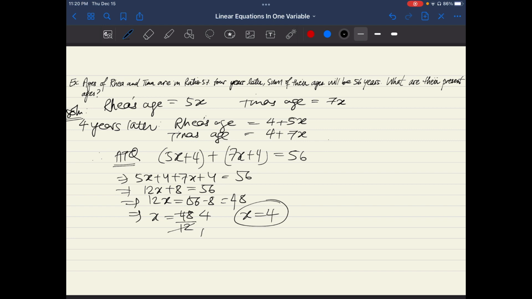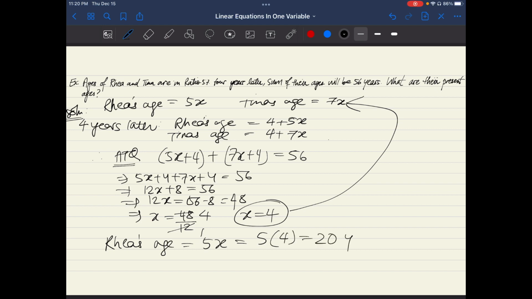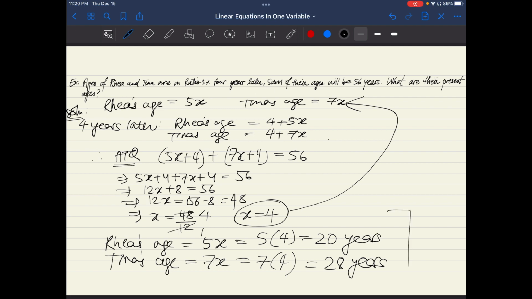And now we'll plug the value of x into their ages that we assumed. So Rhea's present age will be 5x, which will be 5 times 4, which is 20 years. And Tina's age will be 7x, which is 7 times 4, 28 years. Therefore, Rhea will be 20 and Tina will be 28.